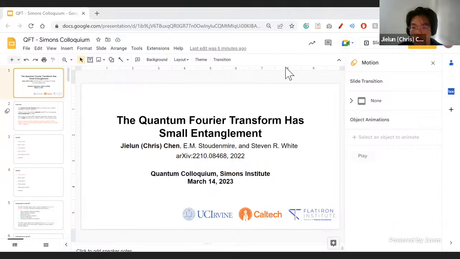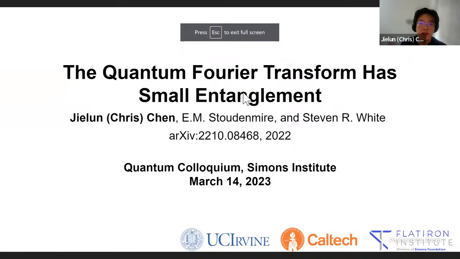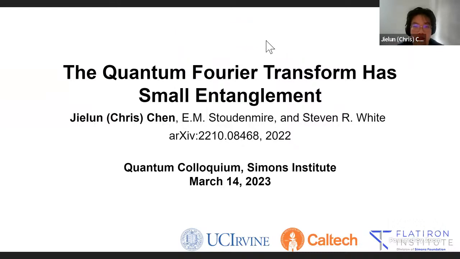Okay, thanks, Umesh, for the kind introduction. Right, so hi, everyone. So today I will be talking about this work called the Quantum Fourier Transform has small entanglement, which is in collaboration with Miles Stoudenmire from Flatiron Institute and Steve White from UC Irvine.